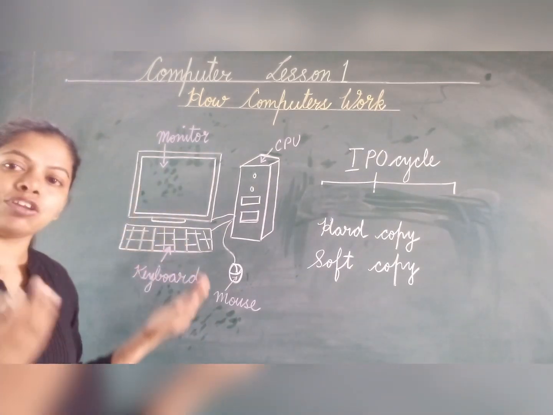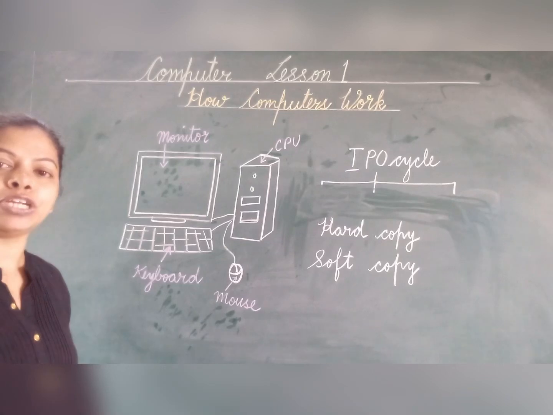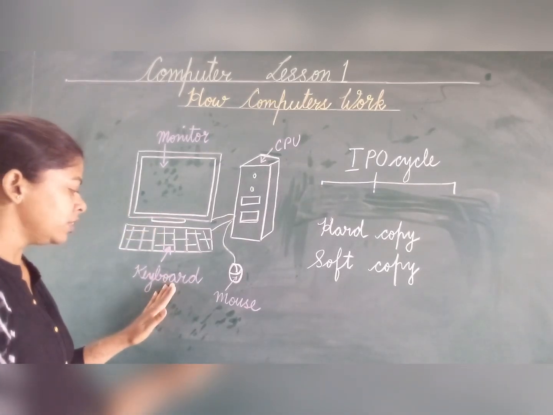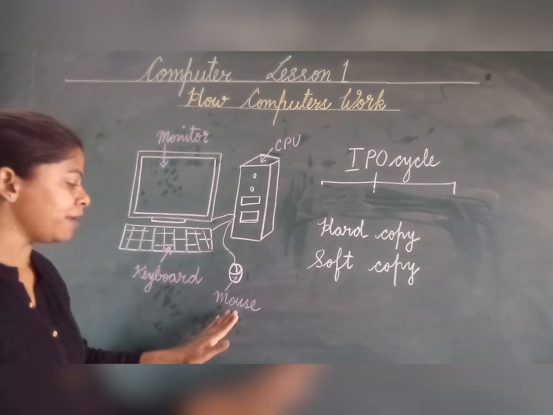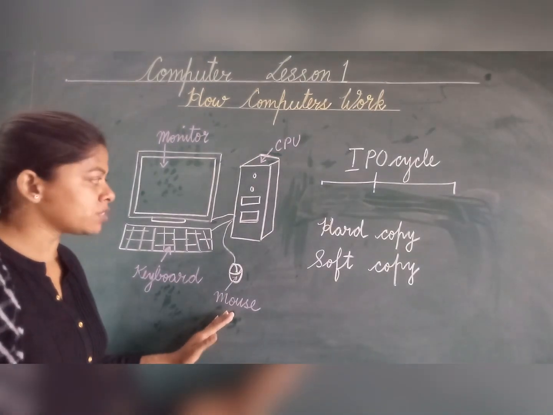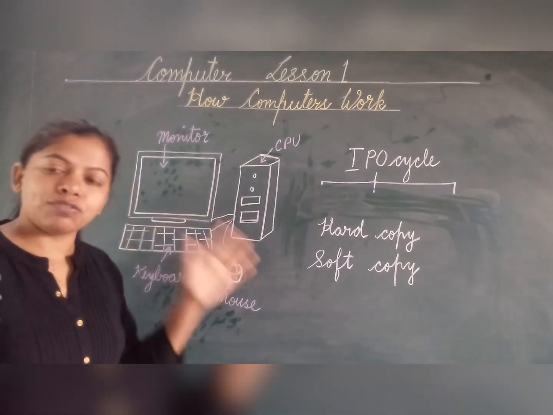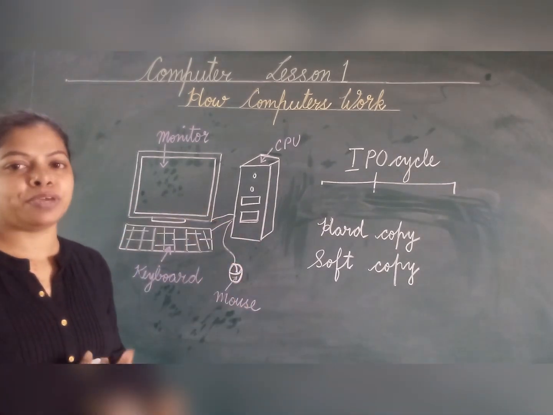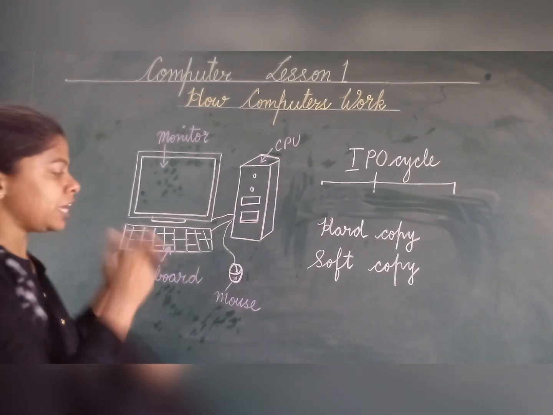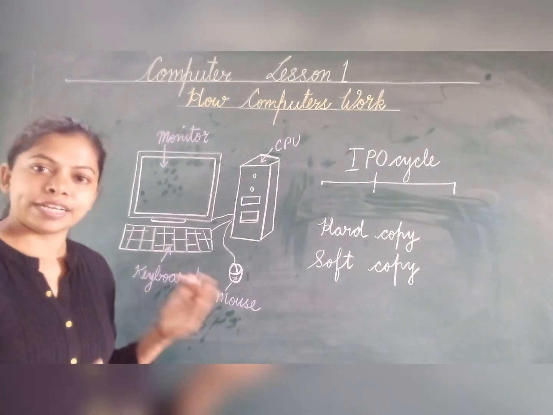Monitor is the screen of the computer. Whatever work we do, we can see on the monitor. With the keyboard, we do typing, and with the mouse, we select, we do drawing, we play games. CPU is the brain of the computer, and the full form of CPU is Central Processing Unit. These are the 4 main parts of the computer.